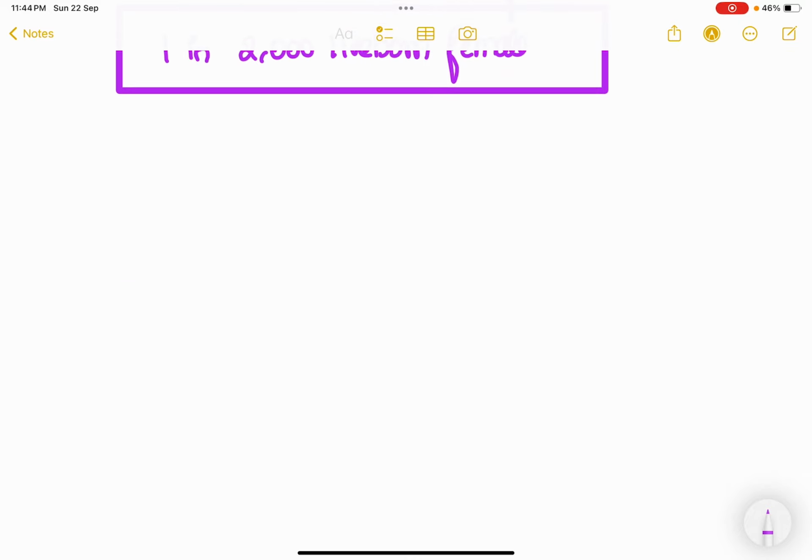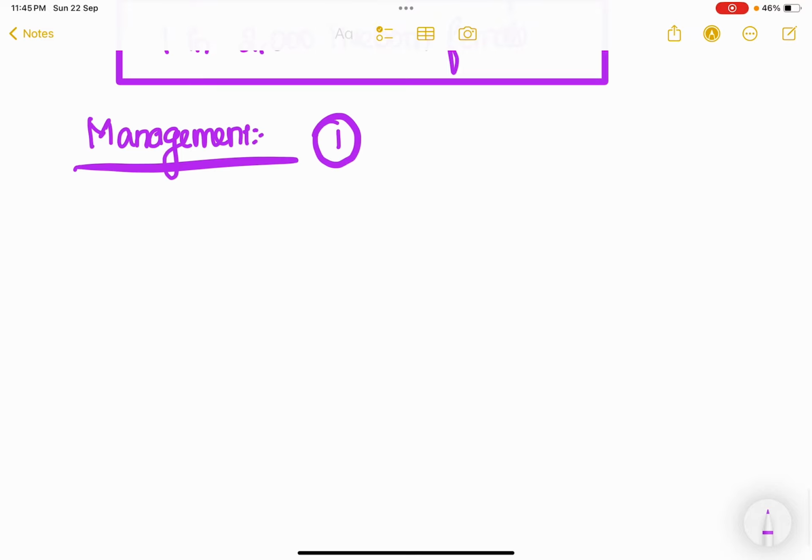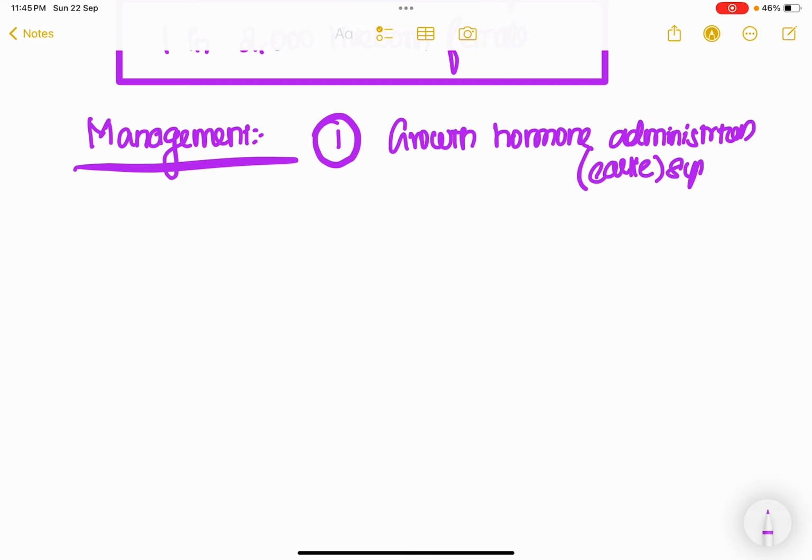Okay, so let's say a patient with Turner syndrome is born, and these are the features present in that patient. Now, how are you going to manage this patient? The initial step of management will be growth hormone administration. This has to be done in the earlier period of life, let's say within 8 years, 8 to 10 years.